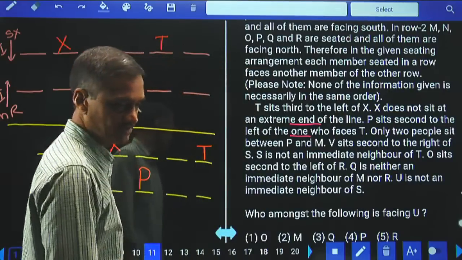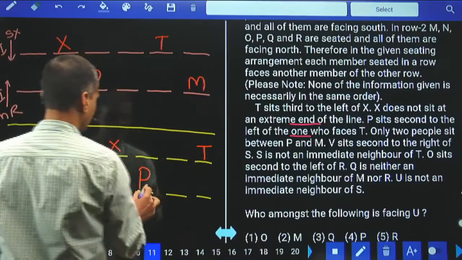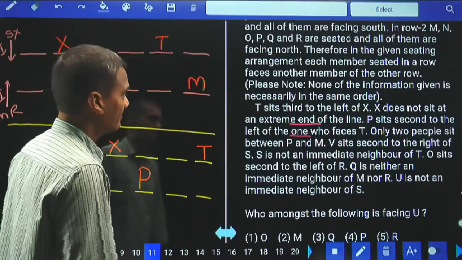Only two people between P and M. P is here, M will be here. And in this case, P is here, M will be here. Isn't it? There are two different possibilities for P and M.